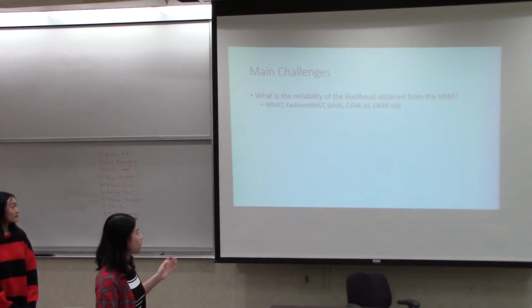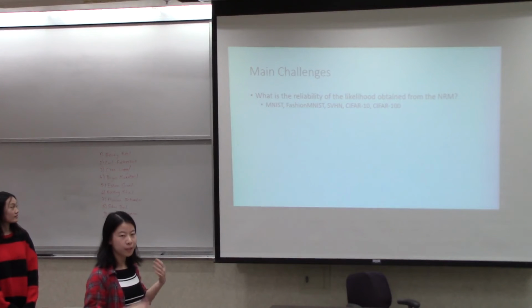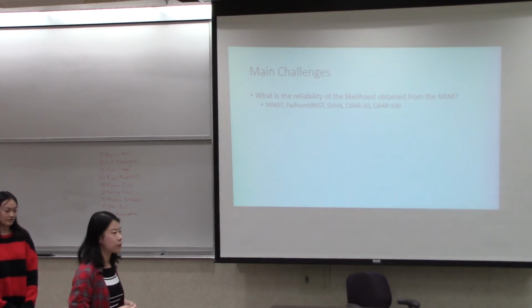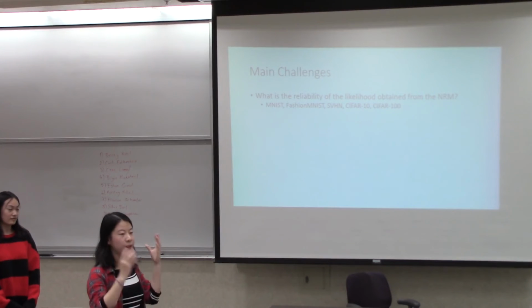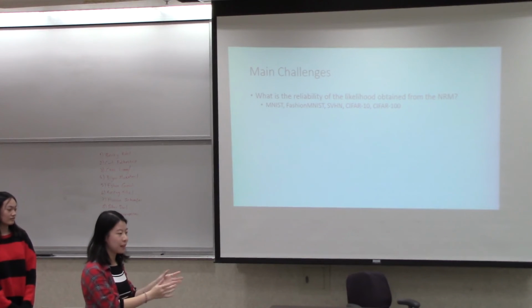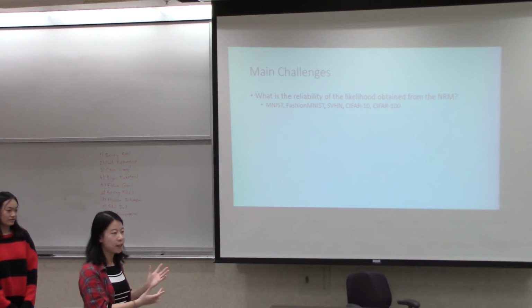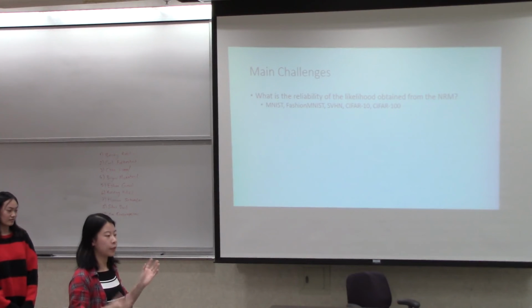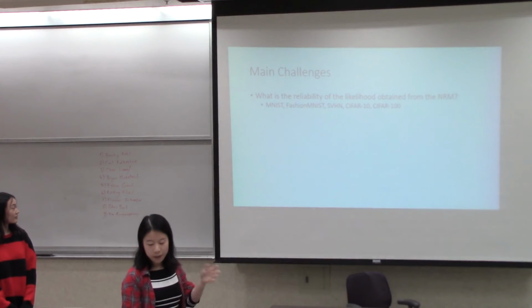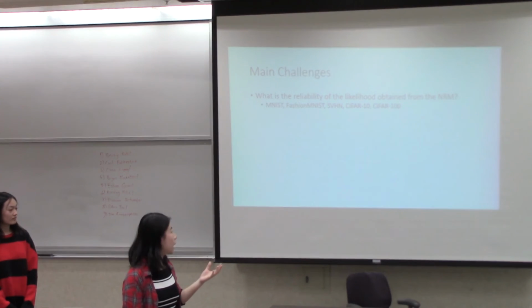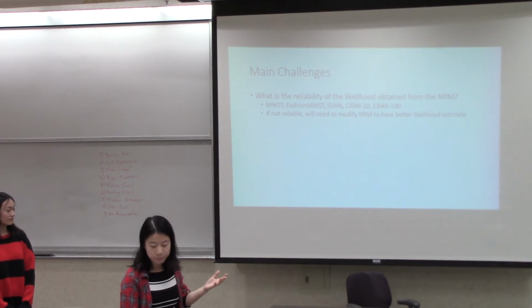As mentioned before in some previous research, people have shown that deep generative neural networks don't really give you a reliable likelihood. For example, when the model is trained on CIFAR-10, it might give a higher likelihood for the data set from SVHN. So we want to make sure, or we want to modify, NRM to let it give us a reliable likelihood of our data points.